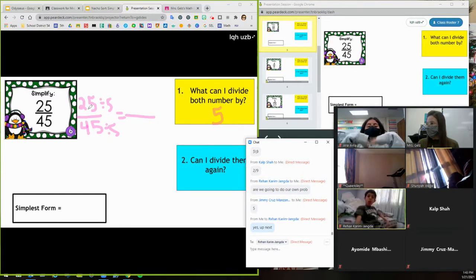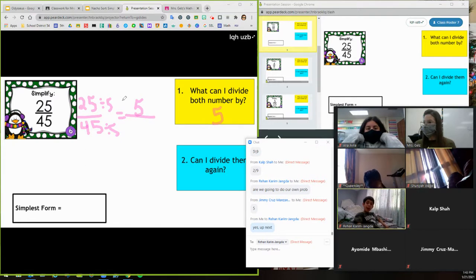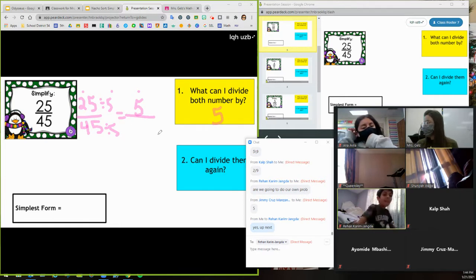My friends, take a look here. 25 divided by 5, we know is 5. If we are stuck on that, try to do the reverse. Think, 5 times what gives me 25? We can always think about the multiplication if we need to. Then come over here, 45 divided by 5. I would do the reverse, my friends. I would think 5 times what gives me 45? Not 5 times 8, but 5 times 9.